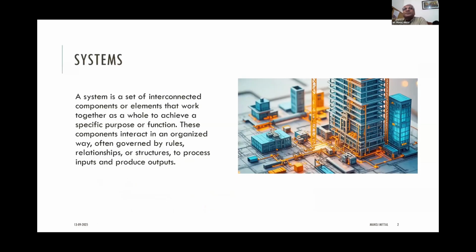So just to recapitulate, in the first semester, first lecture, I talked about the definition of a system. A system is a set of interconnected components or elements that work together as a whole to achieve a specific purpose or function. These components interact in an organized way, often governed by rules, relationships, or structures to process inputs and produce outputs. So essentially, we said there will be a set of activities, components connected together. There will be some kind of input and there will be some kind of output. So this is a general definition of a system.